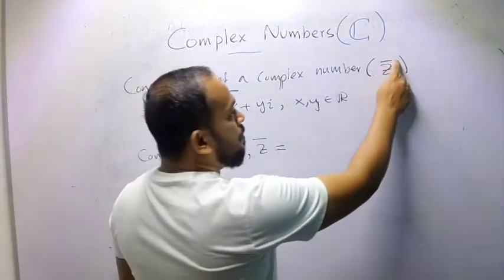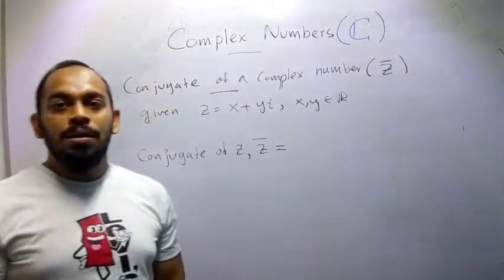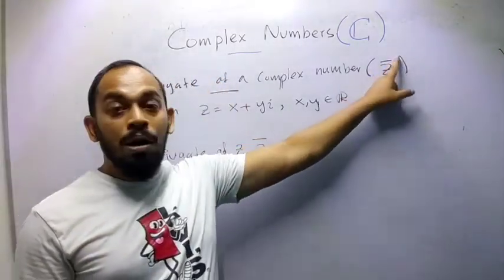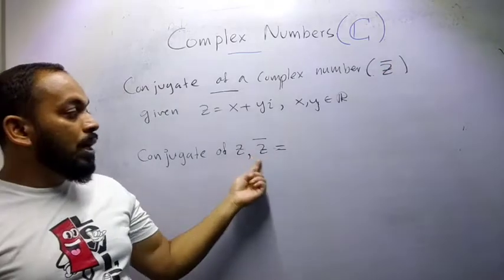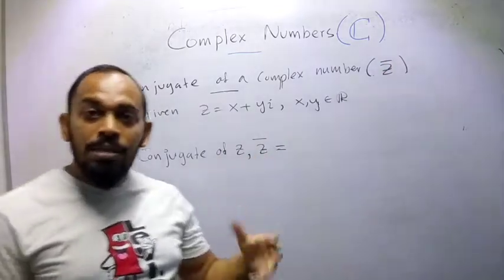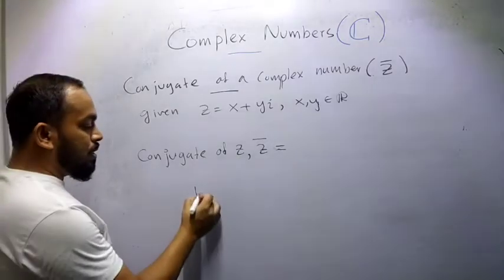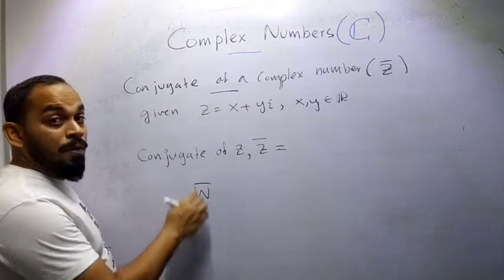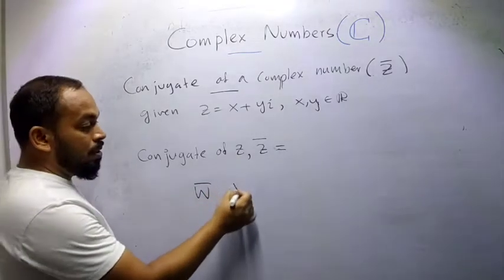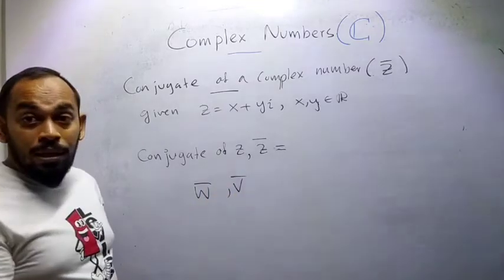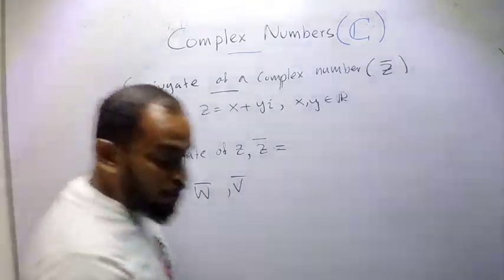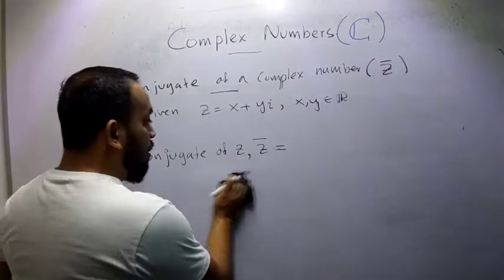So when we say Z bar, it's not zebra, it's Z bar. You have a bar on top. So Z bar, whenever you see this, that means conjugate of Z. So what is this? This is conjugate of W, conjugate of V, right? So you should learn to read this.